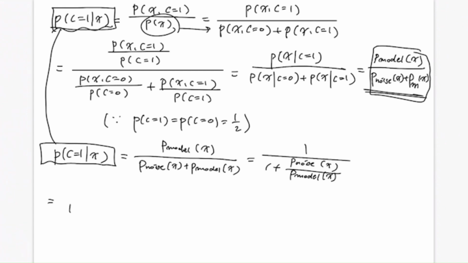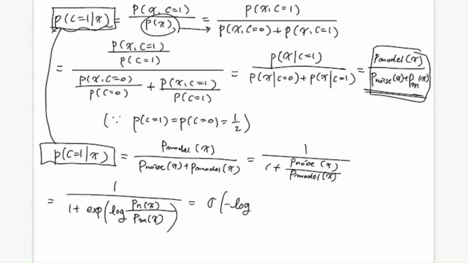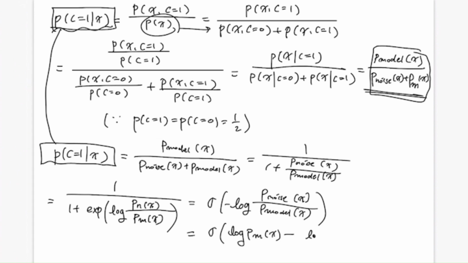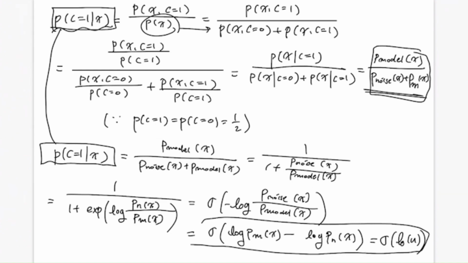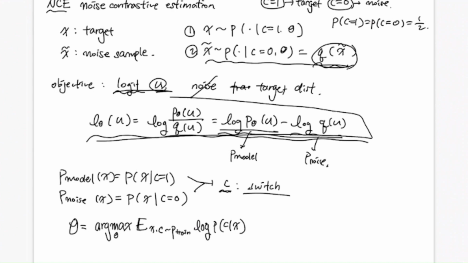So we'll write exponential here and then log, so the quantity is the same. Here we have p_model(x) and p_noise(x), and we still have 1 over here. This we can write as sigmoid of minus log p_model(x) over p_noise(x). To write it more clearly, this is sigmoid of log p_model(x) minus log p_noise(x), and this is the sigmoid of the logit of u. And this equation is just the sigmoid form of this equation, right?